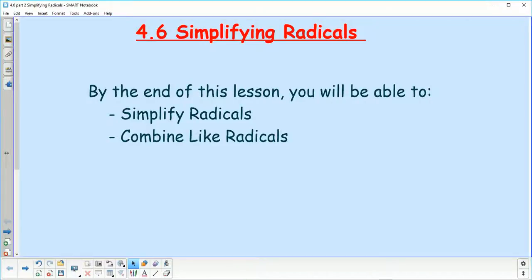Alright, Common Core Algebra 2, we're going to do a lesson here where we kind of add on to 4.6. This isn't really 4.6, but we need to talk about simplifying radicals and be able to really work with complex numbers. So, by the end of this lesson, you'll be able to simplify radicals and also combine like radicals. Okay, and this is probably the more important piece. And we're going to talk a little bit about complex numbers in there as well.